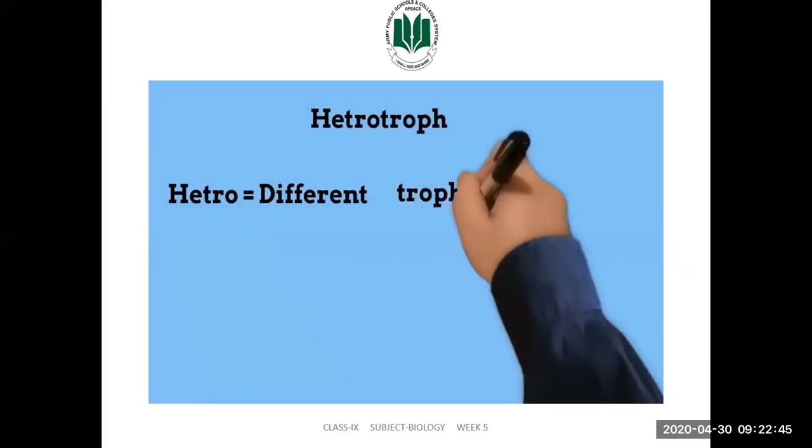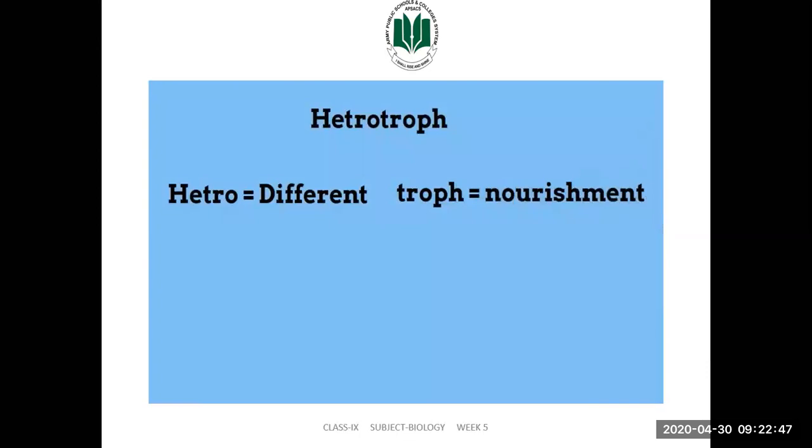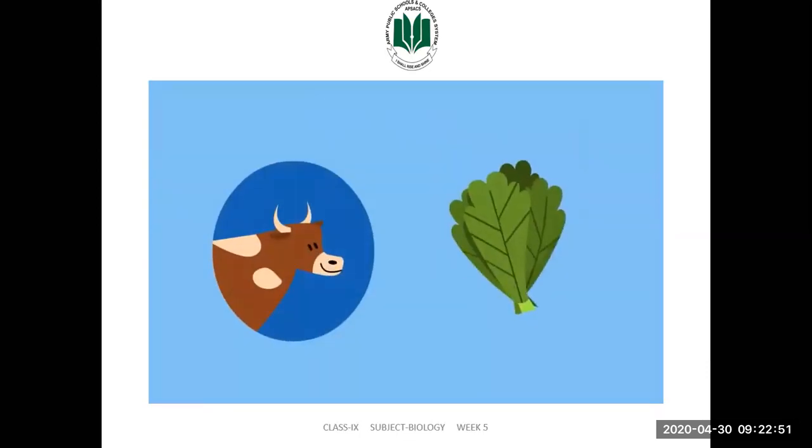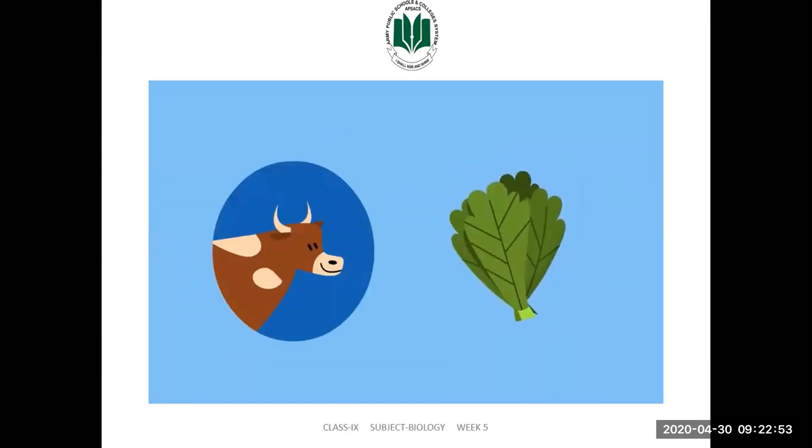Heterotroph comes from the Greek word heteros, meaning another or different, and troph, meaning nutrition or nourishing. A heterotroph has to get their energy by eating other plants, animals, or by decomposing.